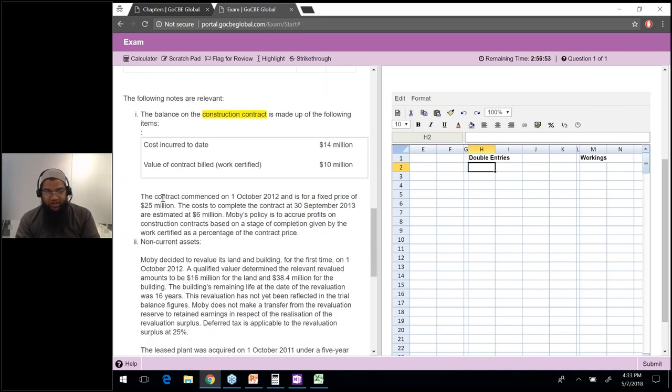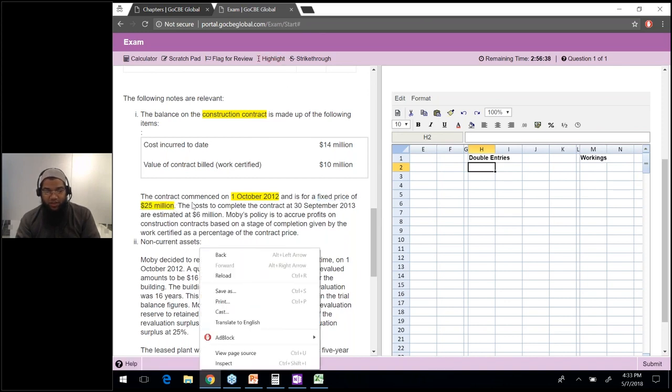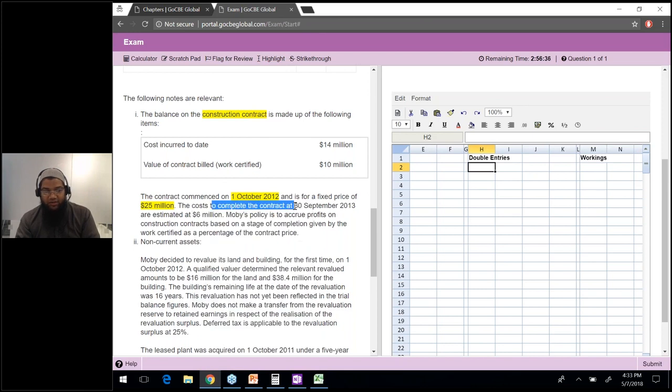Now the question says that the contract commenced on 1st October 2012, which was the start of the year, and is for a fixed price of $25 million. So the revenue is $25 million. The cost to complete the contract at 30th September 2013 is estimated at $6 million. So we have incurred 14 million and further cost we are going to incur is 6 million. So the total cost expected is 20 million.